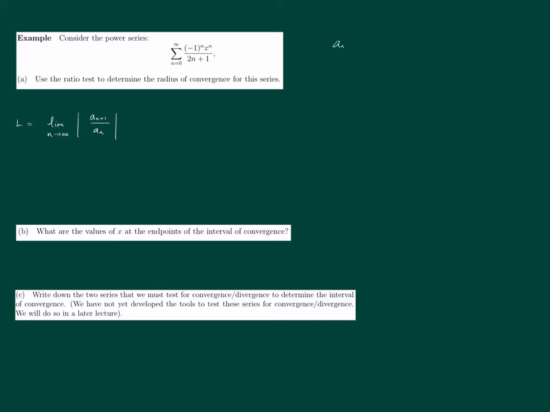So up here, I'm just going to write out what a_n is for a fixed x: (-1)^n x^n over 2n+1. And I'm going to give a formula for a_{n+1} under this, which is just going to be (-1)^{n+1} x^{n+1} over, and then if I plug n+1 into the bottom, I actually get 2n+3.